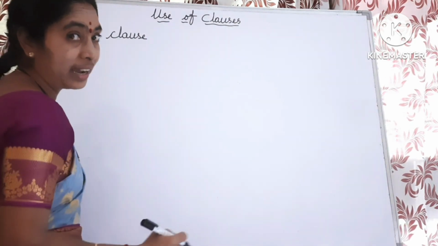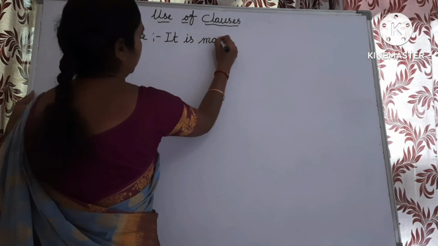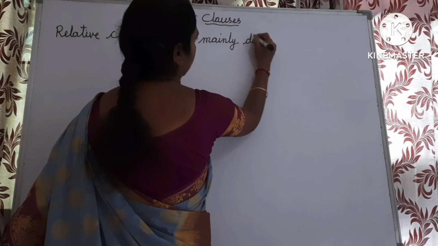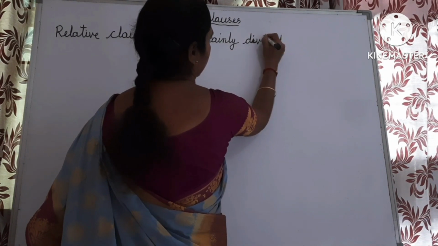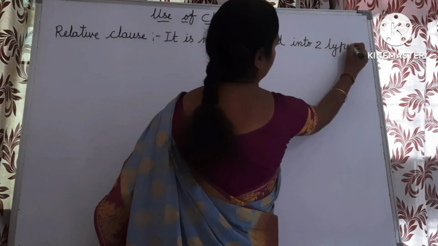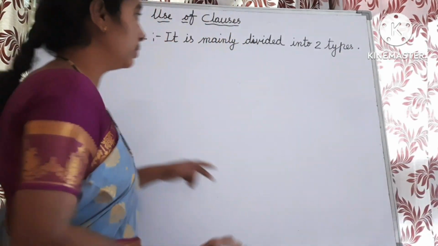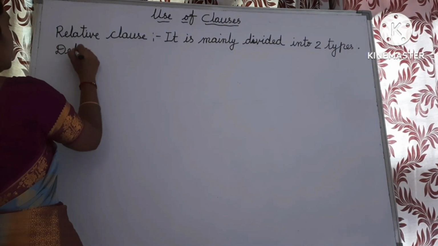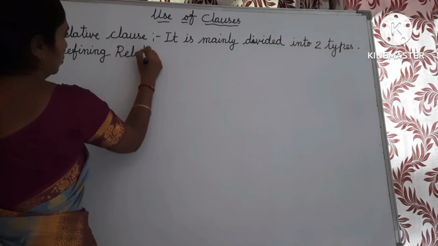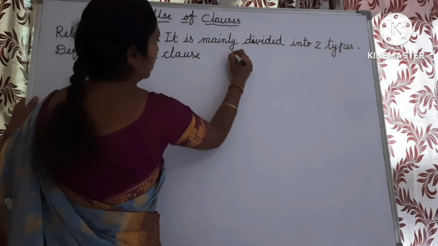It is mainly divided into 2 types. Number 1, defining relative clause. Number 2, non-defining relative clause.